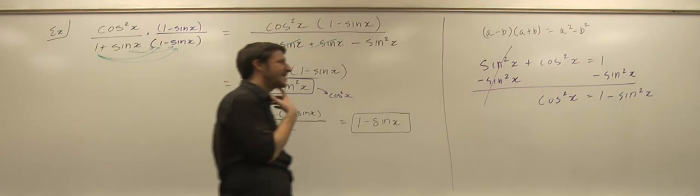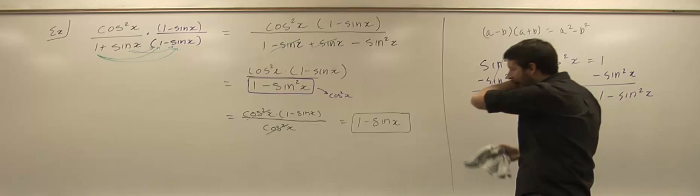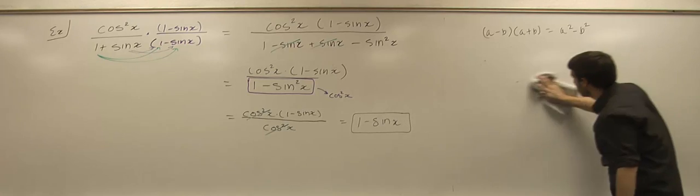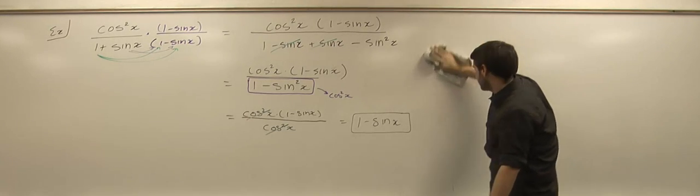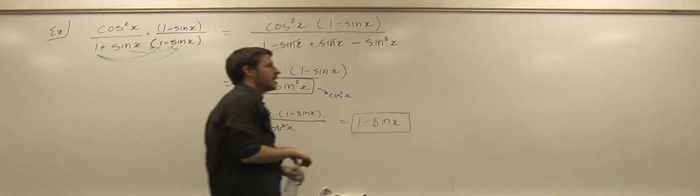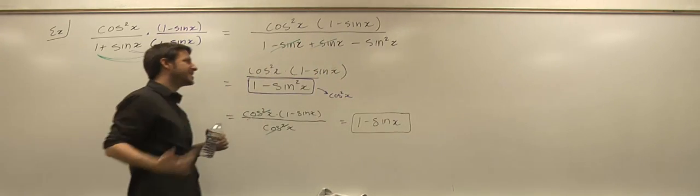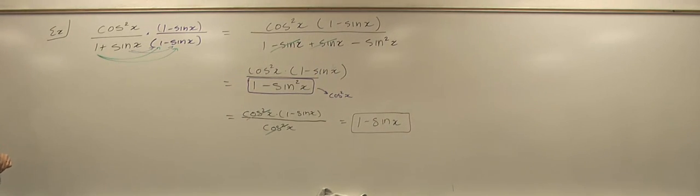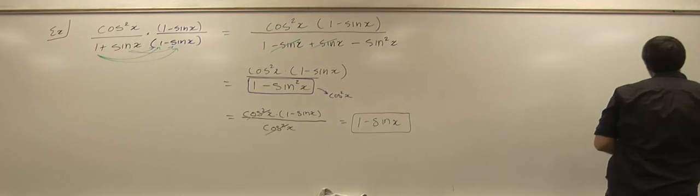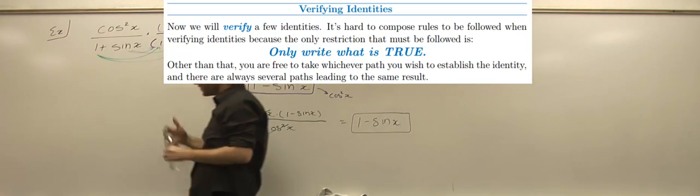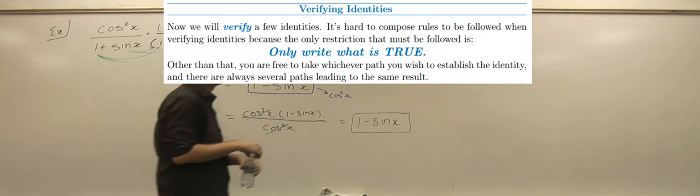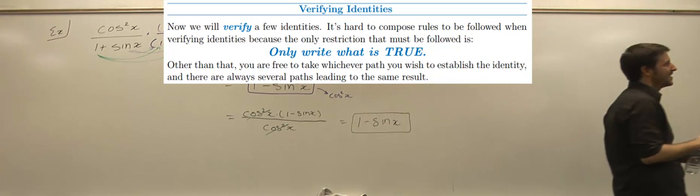So now we're going to actually verify some identities. One of the tricky things about verifying identities is that there's multiple paths to get to the same result. So I can't give you one process that's going to work for every identity always. The one piece of advice I can give you is that you should only write what is true. If you know it for a fact, you can write it. If you don't know it, then don't BS me. If it turns out to be false, I'm going to be angry. I think you're trying to trick me.